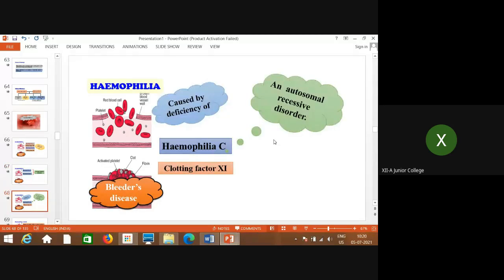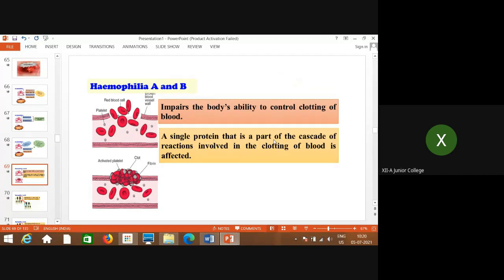See, one more type of hemophilia is there. That is because of clotting factor 11, and it is called hemophilia C. This is not sex-linked inheritance, but an autosomal recessive disorder. So I will not stress on this C type of hemophilia. You have to remember only A and B. Just remember hemophilia as bleeder's disease, because of the recessive gene present on the X chromosome. That is what you have to remember.